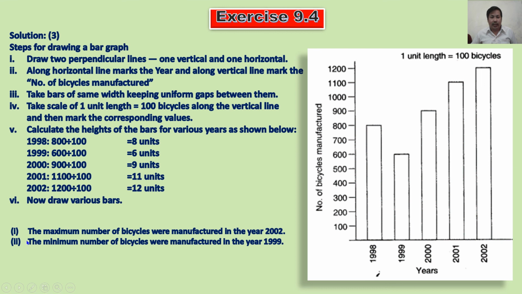Next, the minimum number of bicycles were manufactured in the year 1999, which has the shortest bar. It has only 1, 2, 3, 4, 5, 6 units, isn't it? So the minimum number of bicycles were produced in the year 1999. 1999 is the year where very few bicycles were produced.